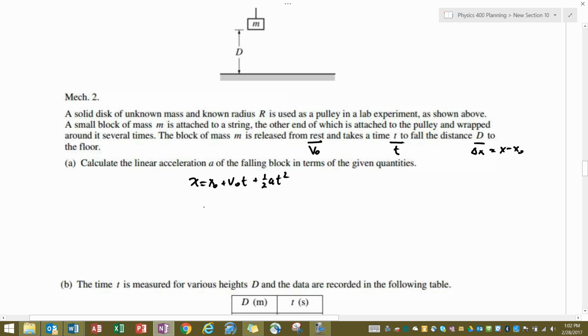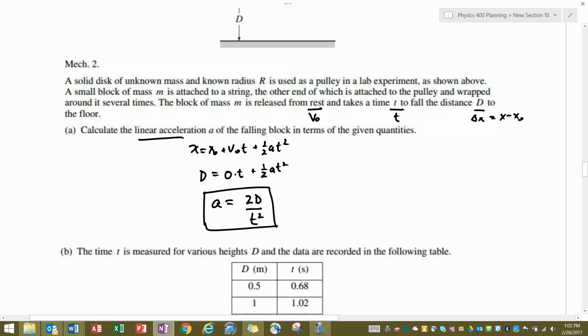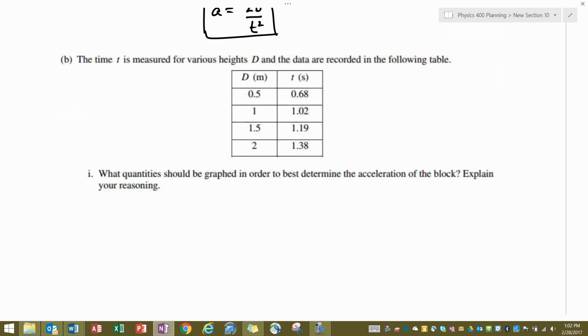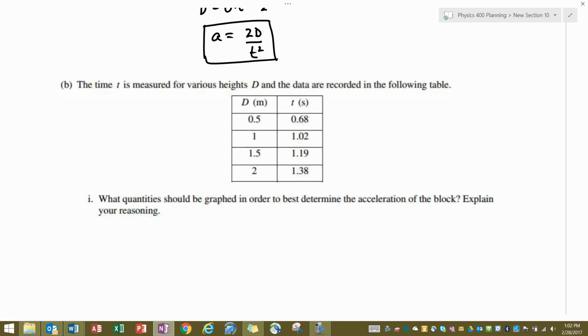So we have d equals 0 times t plus 1/2 a t squared. So solving for a, because it says we want that linear acceleration, a is equal to 2d over t squared. d and t are measured. What quantity should be graphed to get the acceleration of the block?